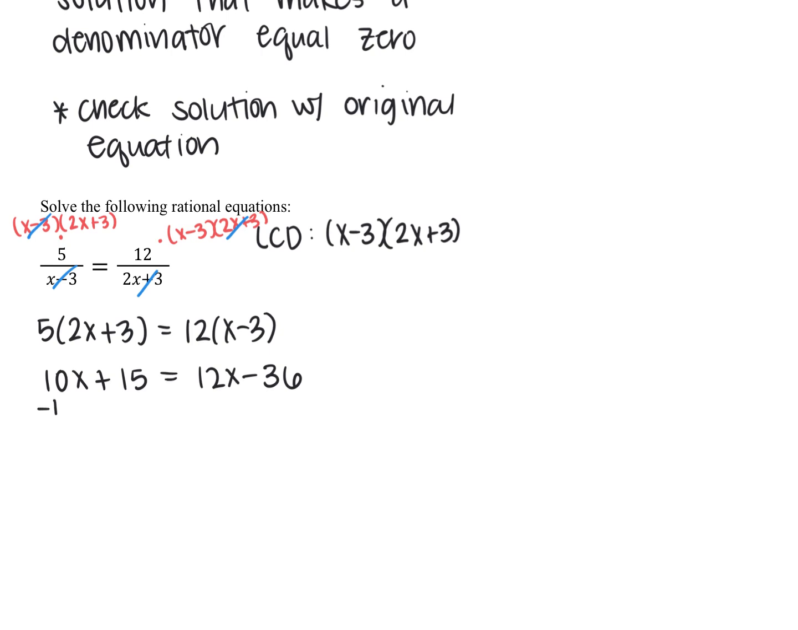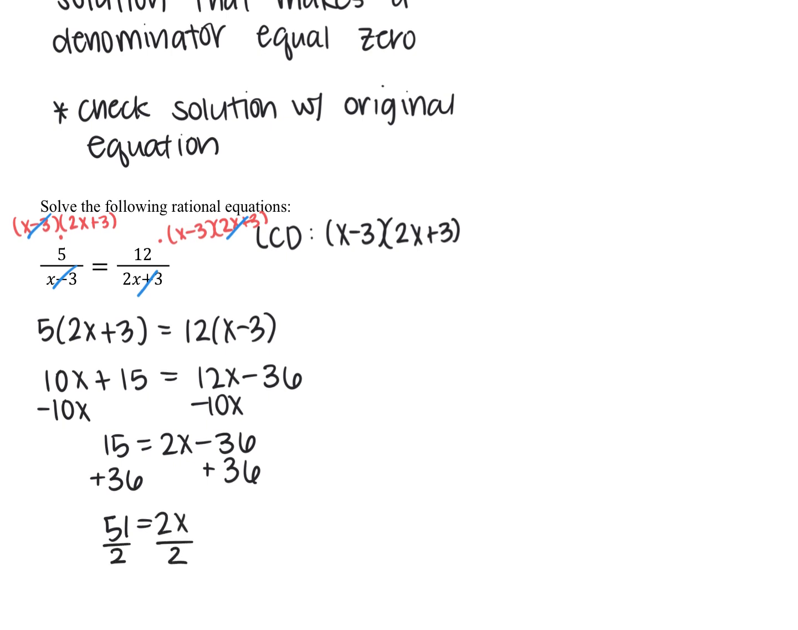So first I'm going to subtract 10x. So we get 15 equals 2x minus 36. Then we're going to add 36 to both sides. We get 51 equals 2x. Divide by 2, and we're going to get x equals 51 over 2. We are going to leave it as a fraction. We are not going to write decimals here.